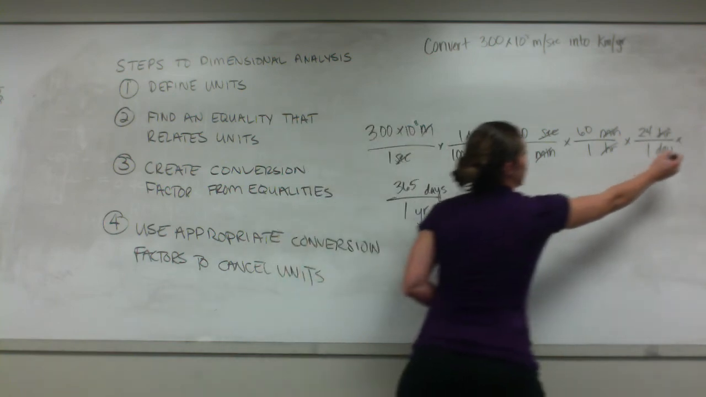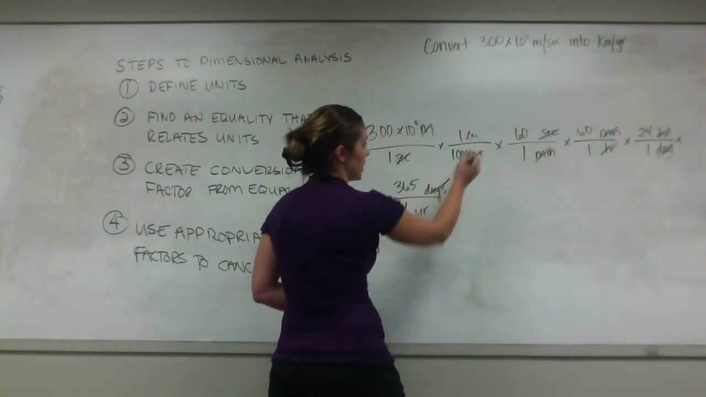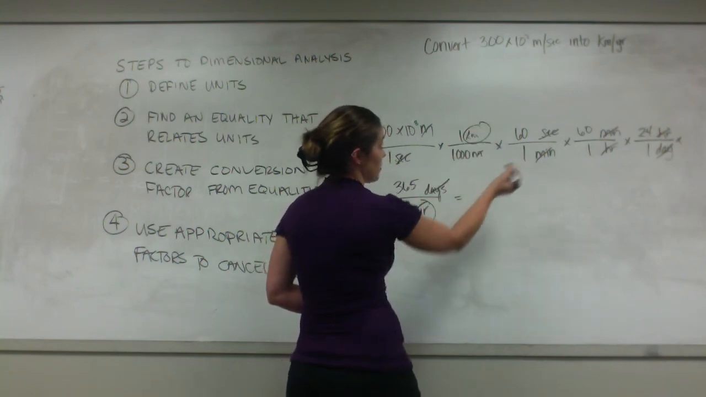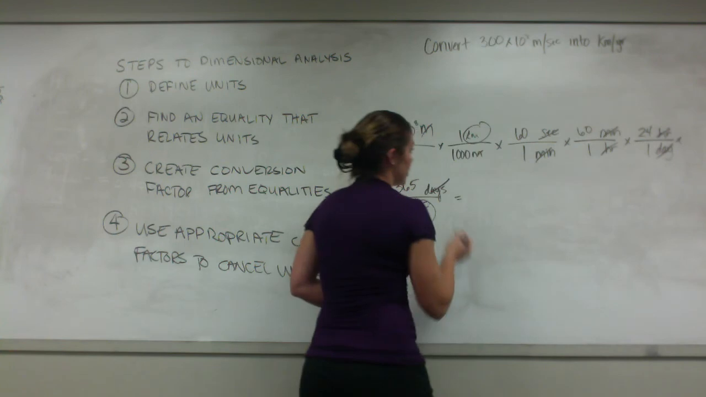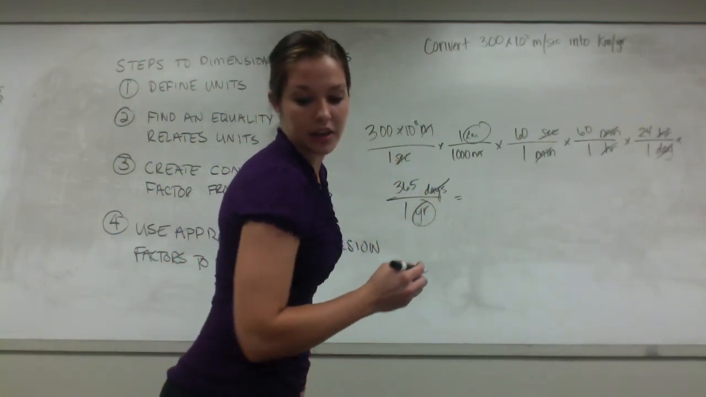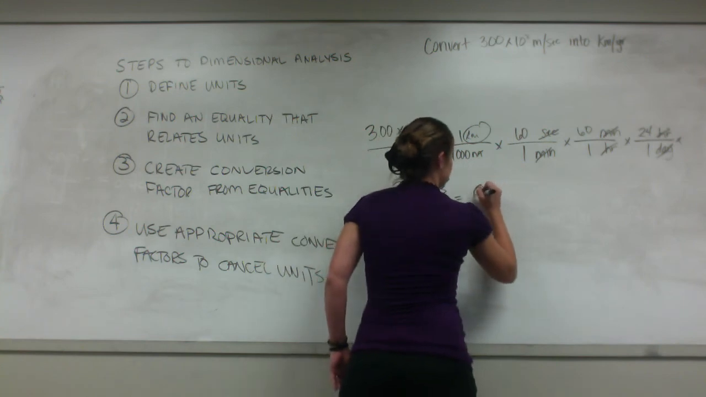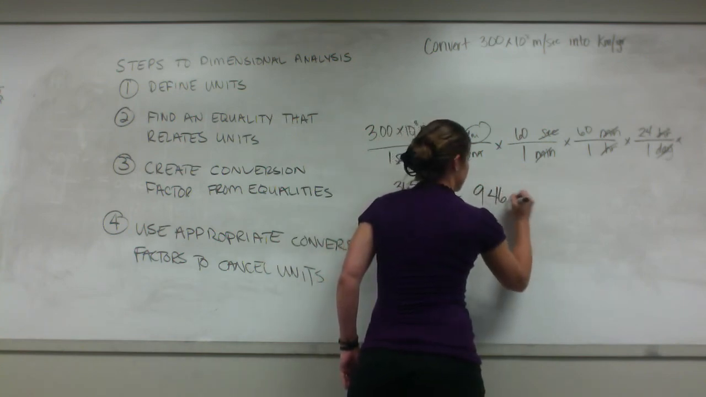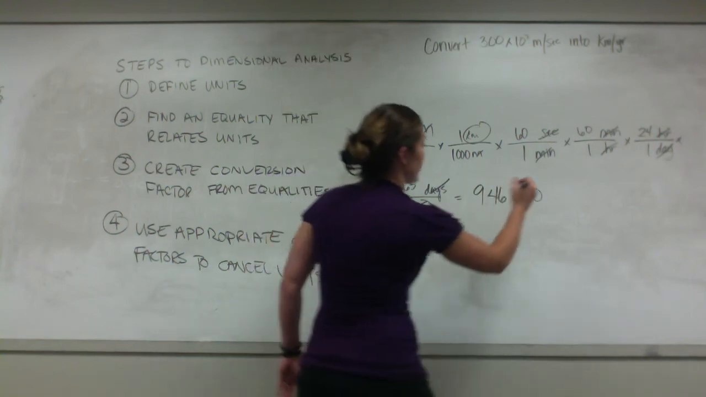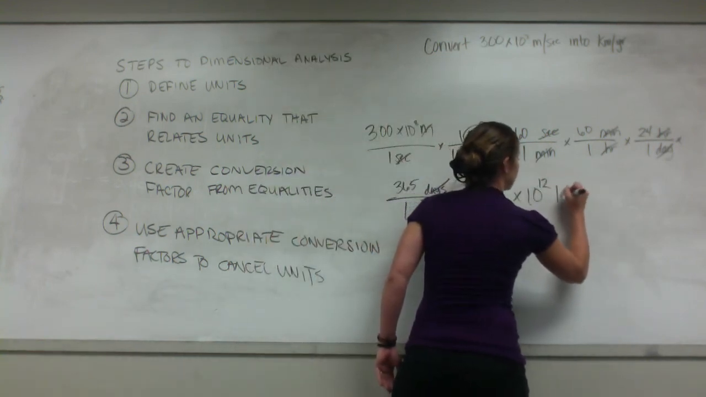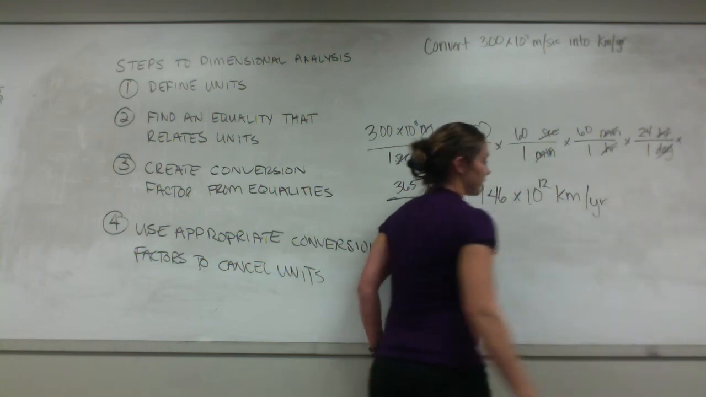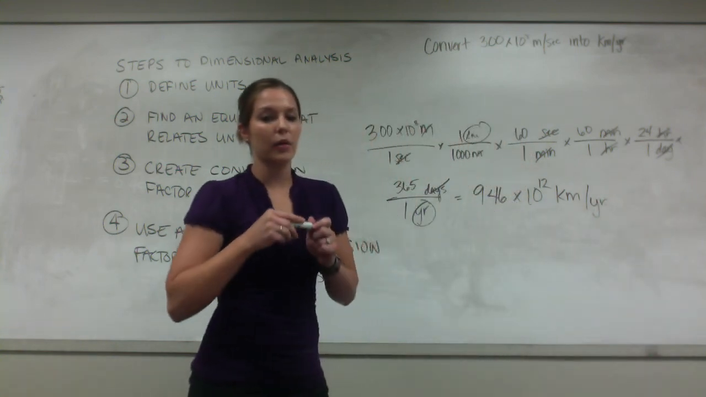So days cancel. All right, so we ended up with kilometers on top and years on bottom. That's what we wanted, right? Kilometers per year. So multiply all of this out, and you end up with 9.46 times 10 to the 12th kilometers per year.